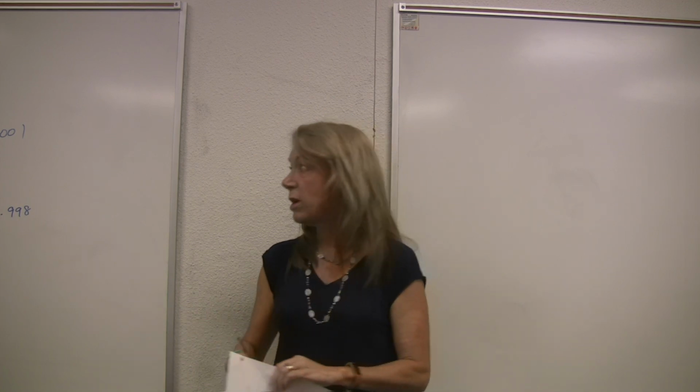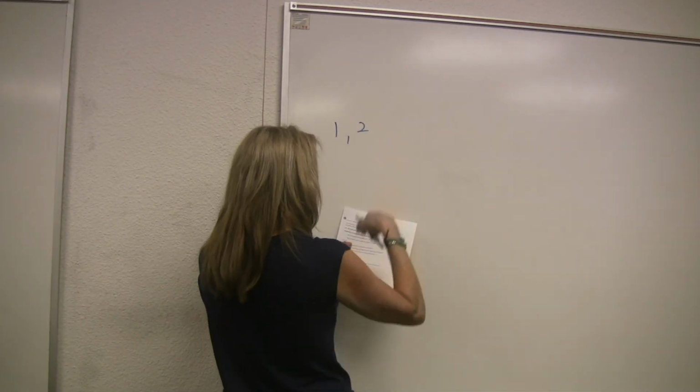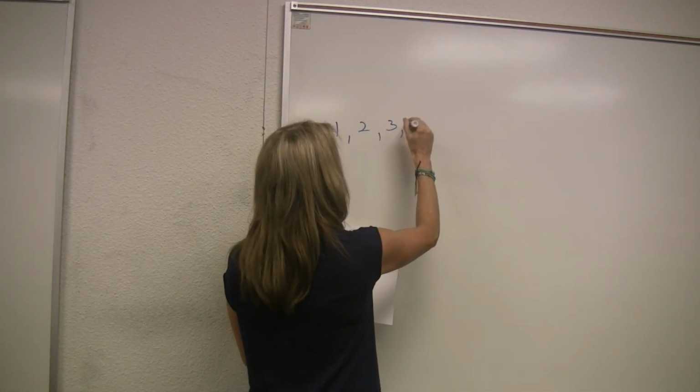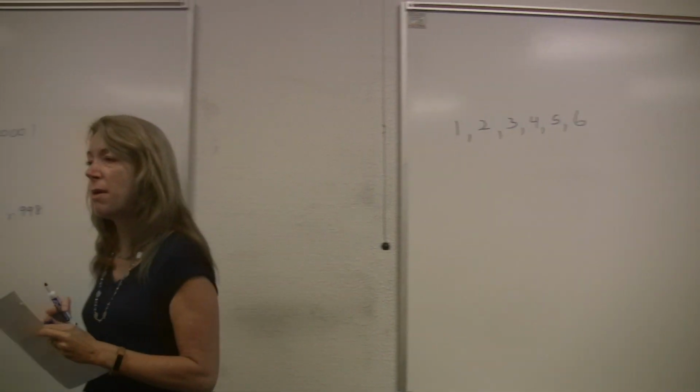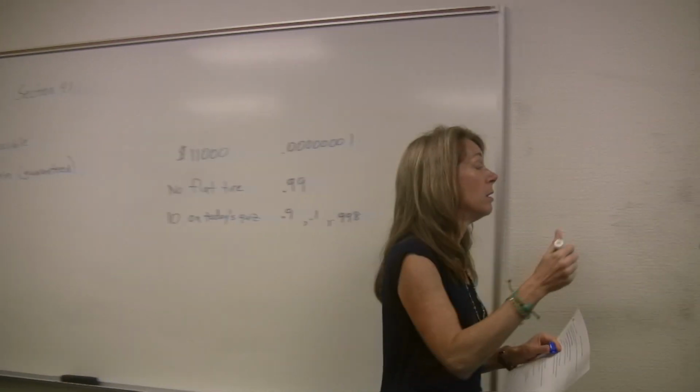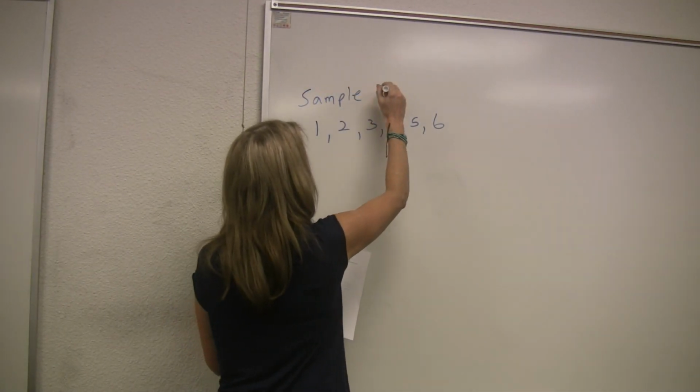If I roll those, what are all the possible things I could roll? 1, 2, 3, 4, 5, or 6. We call this the sample space. That's at the very bottom of the page. The sample space: all the possible things that could happen. So put that in there at the bottom of the page.